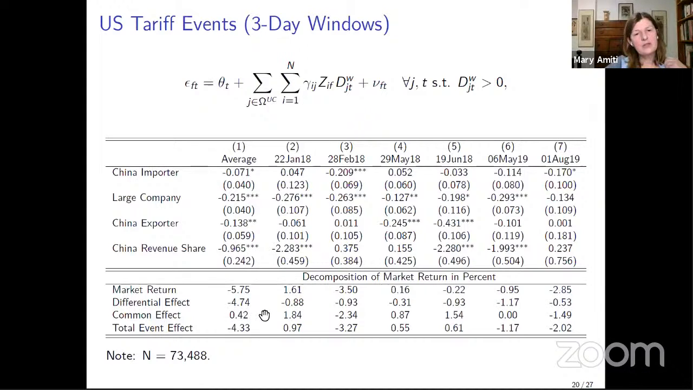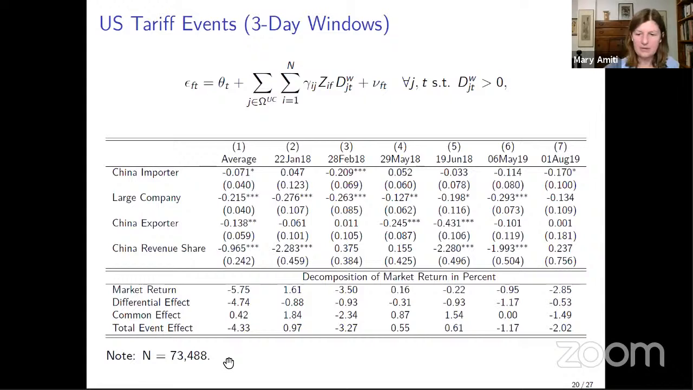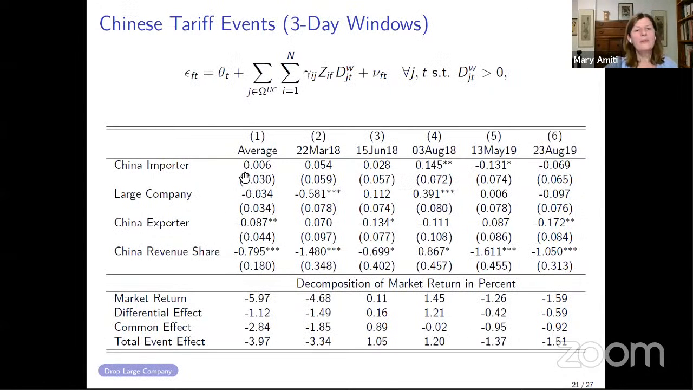So here we have this differential effect of 4.7, but then when we go to the China tariff events, again these columns 2 to 6 are part of the same regression, with the n being 73,000, which I didn't report here. Sorry. So what you see here is that on the importer side, on average, you don't get much happening for the China retaliation, but you do see a lot of action on the exporter side, both for the exporter and the China revenue share.